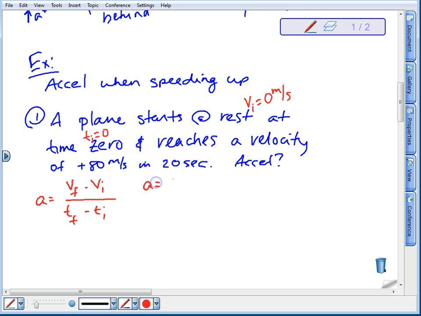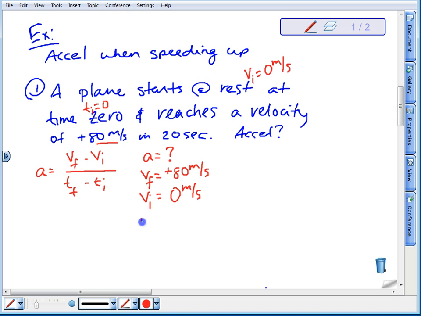Our acceleration we don't know. But our final velocity, it says we reach a velocity of 80 meters per second, positive 80 meters per second. So that's our final velocity. Our initial velocity was what we started at. We started at rest, 0 meters per second. Our final time, it tells us, it took us 20 seconds. So that's our final time. Our initial time, it tells us, was time 0.